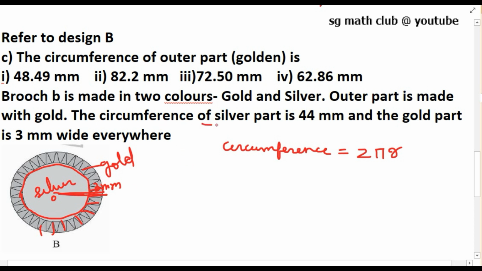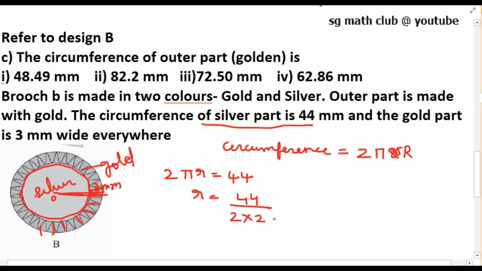The circumference of the silver part is 44 millimeter. So 2 pi, and this we can write as capital letter R since it is the outside radius, is equal to 44 millimeter. R will be 44 divided by 2 pi, which is 22 by 7. So we can cancel, and the radius is 7. So the inside radius is 7 and this width is 3. So the total radius will be 10.